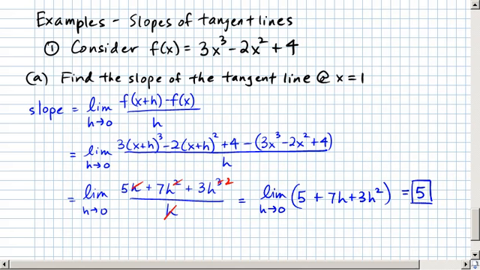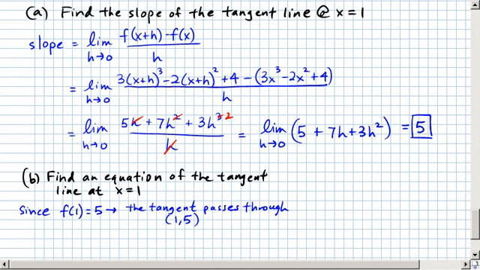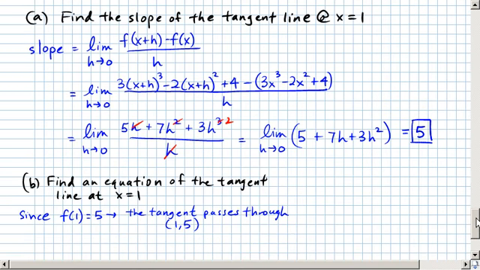Alright, for the next part here, we're going to find an equation of the tangent line at x equals 1. Alright, so since f at 1 is equal to 5, and again, f of x is right here, if you were to put 1 in for x into that function, you're going to get out 5. So we know then that the tangent line passes through 1, 5.